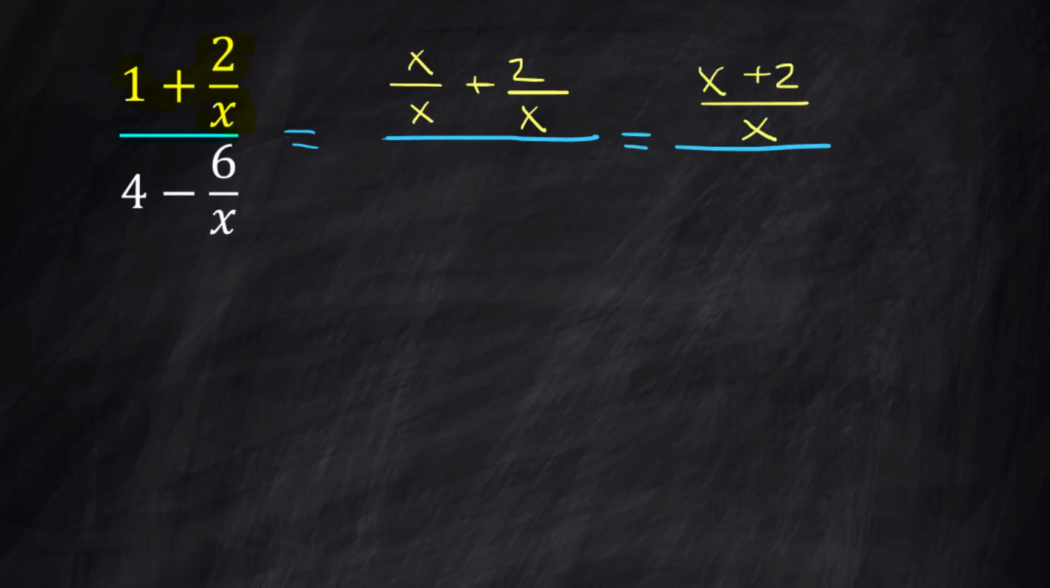Let's look at the denominator. To get a 4 to be a fraction that has a denominator of x, we're going to put 4x over x minus 6 over x. Combine those, we get 4x minus 6 over x.